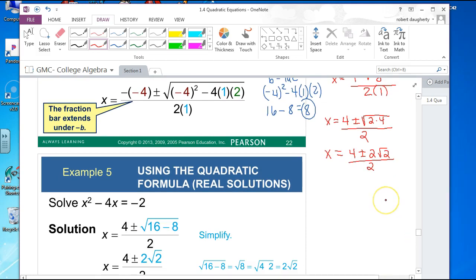And this would be an okay answer. It can be a little bit simpler if I look at it like this. What is 4 divided by 2? That's 2. So this is x equal 2 plus or minus 2 divided by 2 is 1. This simplifies to 2 plus or minus the square root of 2. So I would probably take both of these as an answer in this case.